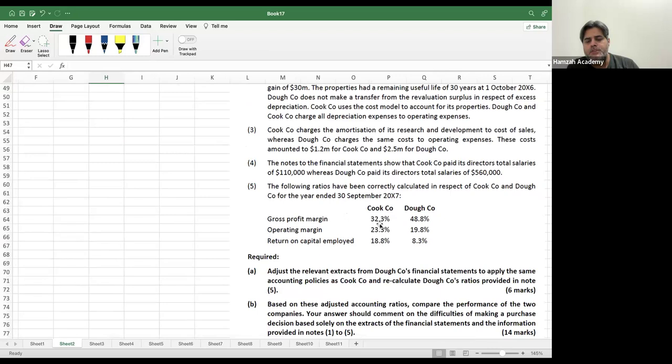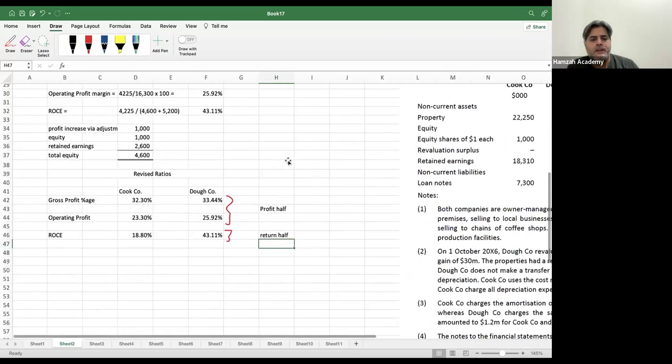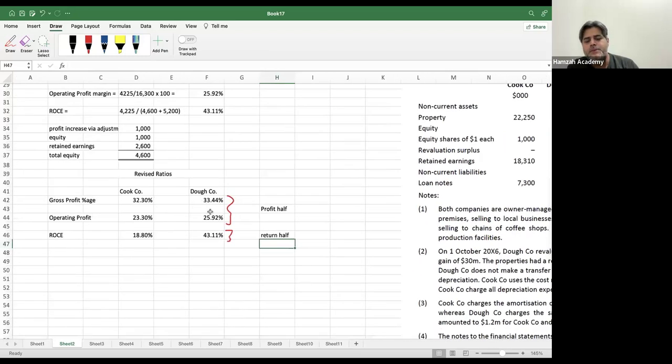The gross profit margin over here is 32.3%, whereas the Dough Company is starting at 33.4%. Just a teeny tiny difference there. But having kept this in mind, the higher percentage shows that the Dough Company is a bit better. However, this can be a bit misleading because of the accounting policy of the amortization charge, right?